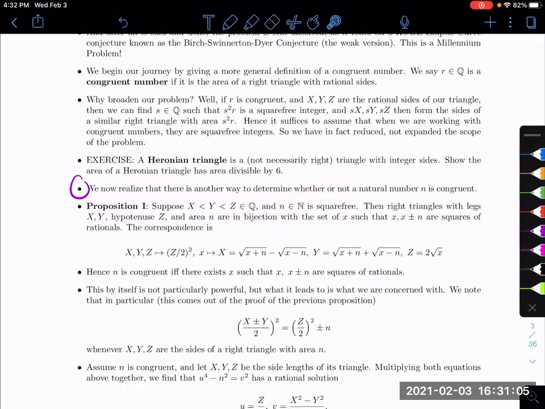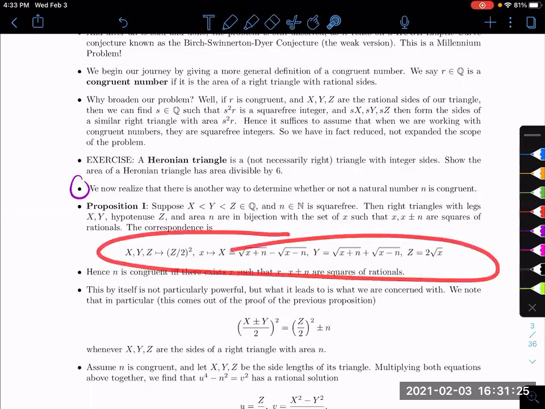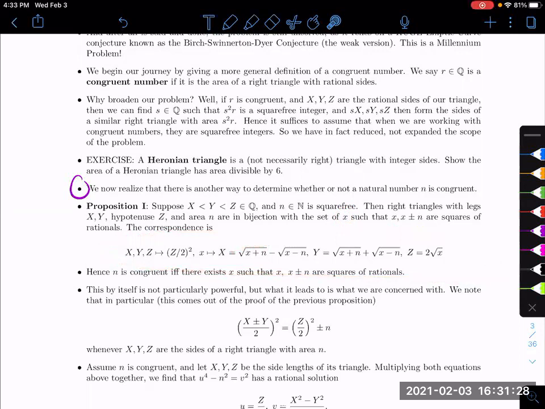Then the right triangle with leg lengths x and y and hypotenuse z and area n, triangles of that form are in bijection with numbers x such that x and x plus or minus n are squares of rationals. I'm not going to prove this, but here's the correspondence. If you want to look more into that, you're free to.